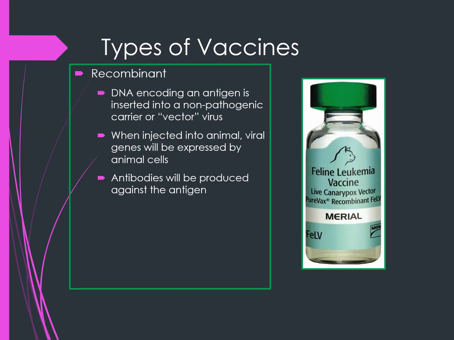And the recombinant vaccines. These are vaccines that are made in a laboratory using recombinant DNA technology to produce the vaccine antigen. DNA encoding for an antigen is inserted into a non-pathogenic carrier or vector virus. And when injected into the animal, the viral genes will be expressed and antibodies will be produced. These vaccines are created using genetic engineering to insert the gene for a specific antigen into a harmless virus or bacteria, allowing it to produce only that desired antigen.